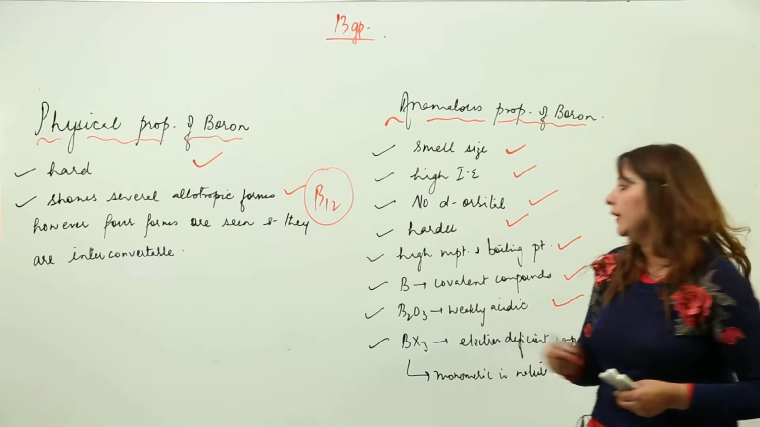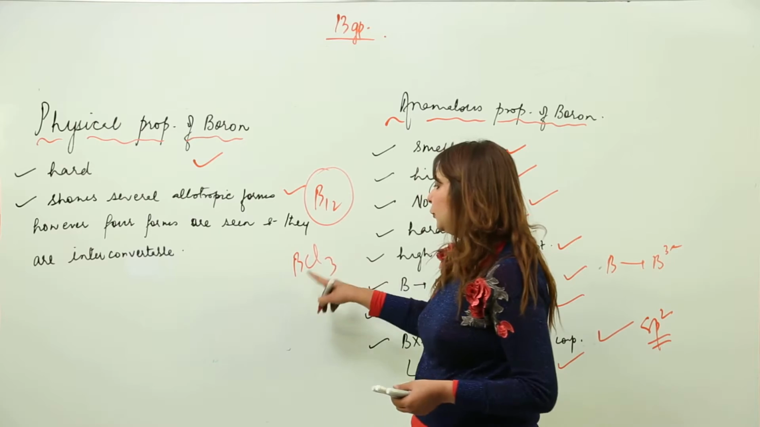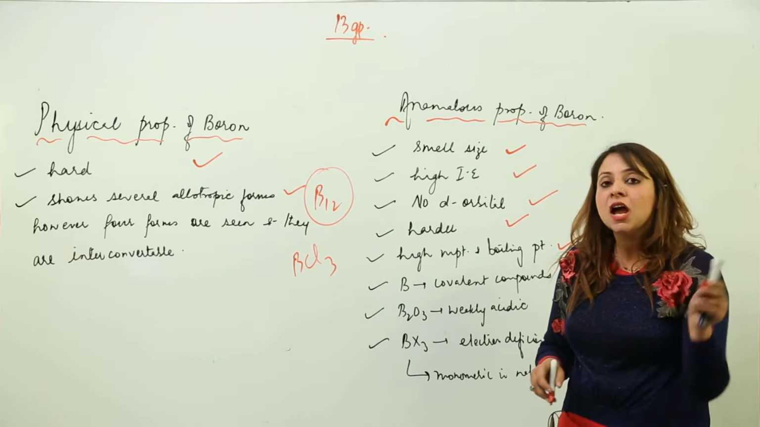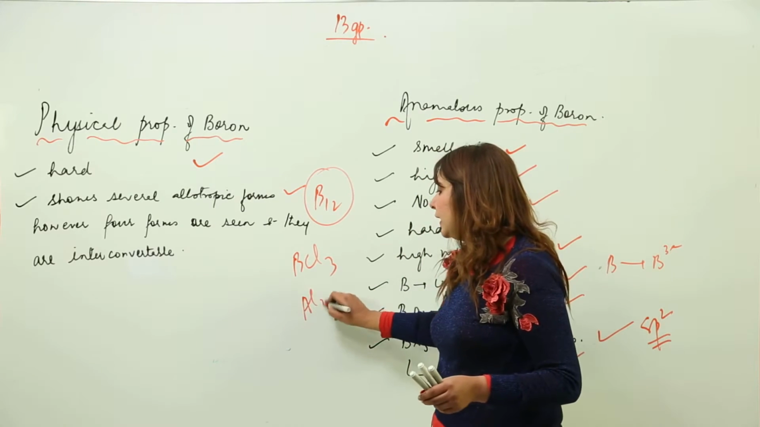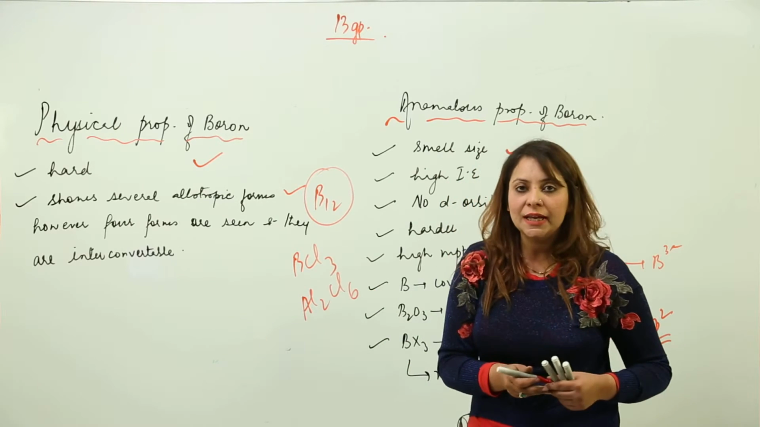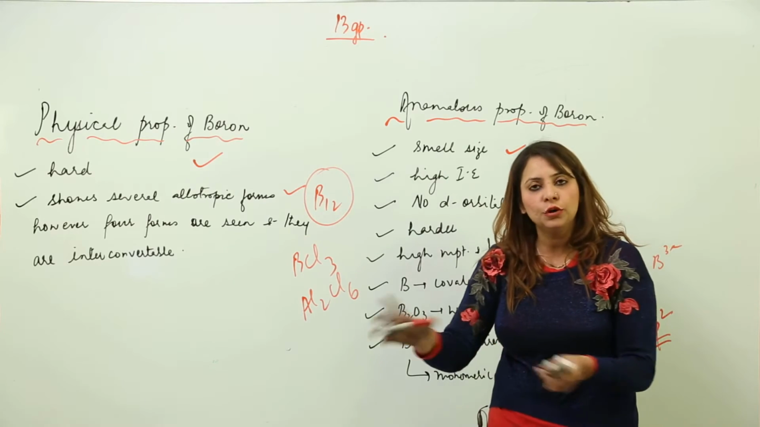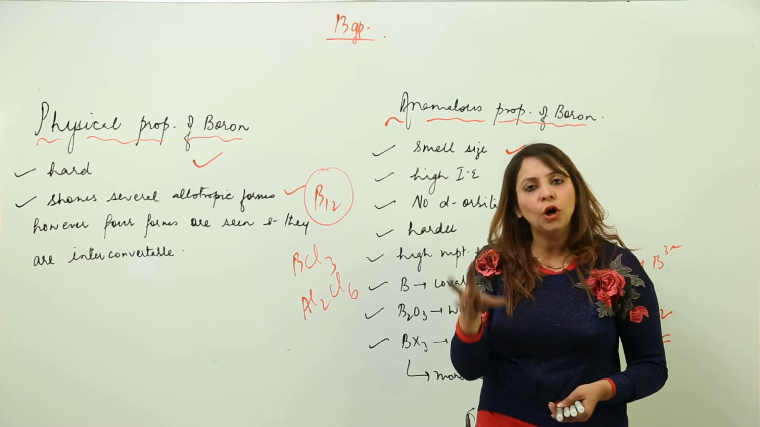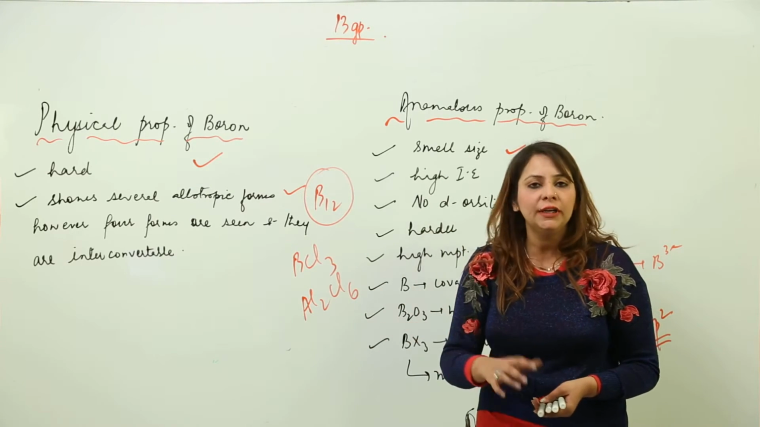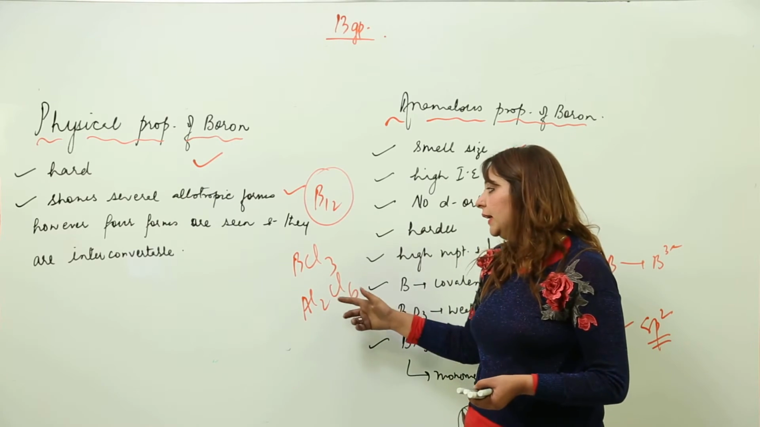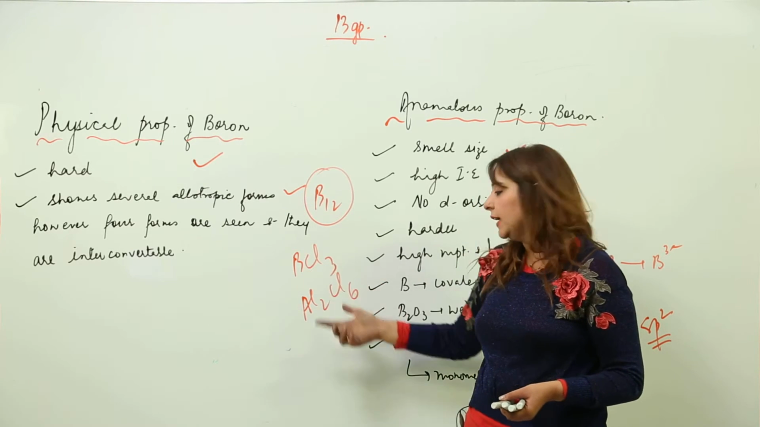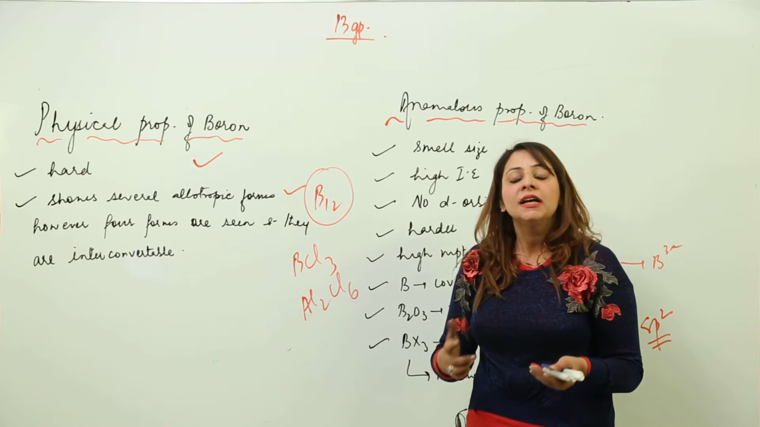Otherwise, if you compare, like, boron chloride exists as BCl3. Otherwise, aluminium chloride exists as a dimer, that is Al2Cl6. But this kind of dimer thing is not seen in boron. It exists in a monomeric form. The reason is that because it is smaller, it cannot hold 4 big chlorine atoms around it. So that is why it is monomeric, and aluminium chloride is a dimer.